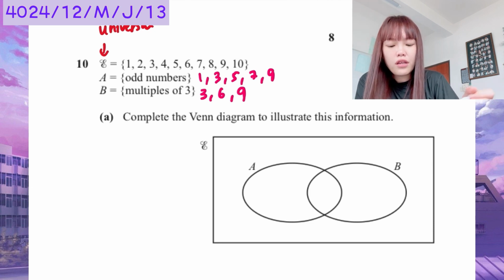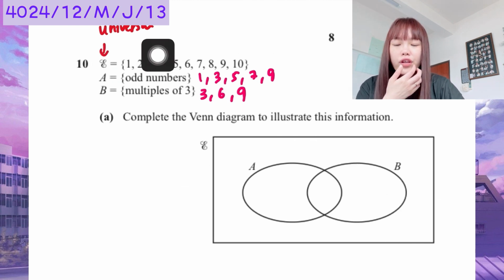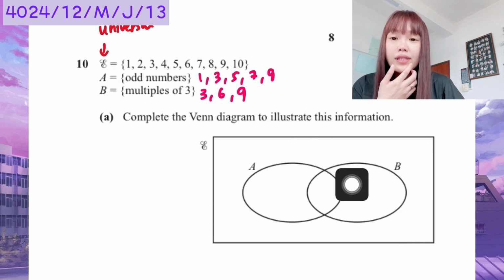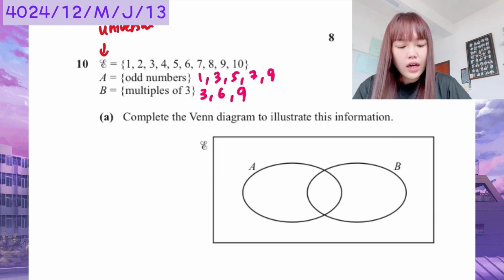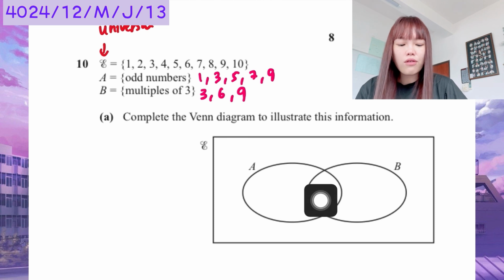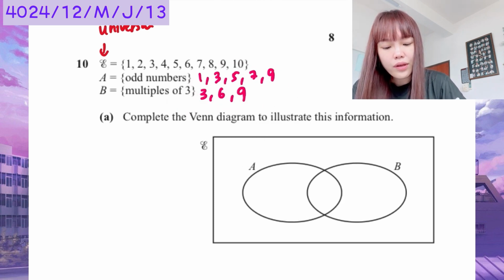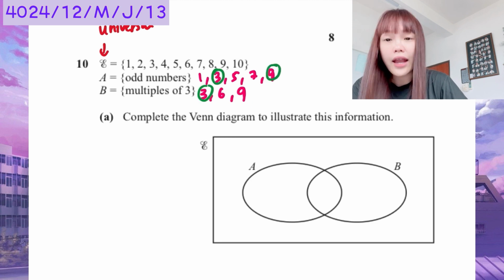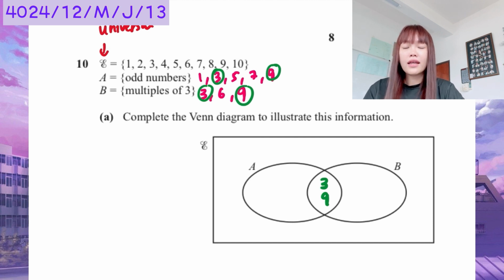Okay, multiples of 3. So now what we're going to do is complete the Venn diagram. This is called a Venn diagram. We need to fill in all the numbers 1 to 10 inside this box. First, you need to see this is A, this is B. The part that is overlapping, A and B, means the common numbers of A and B. The common numbers of A and B here we can see are 3 and 9. So 3, 9 is inside here, because it's overlapping, right?